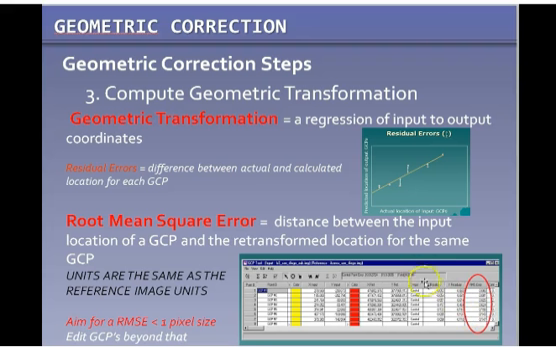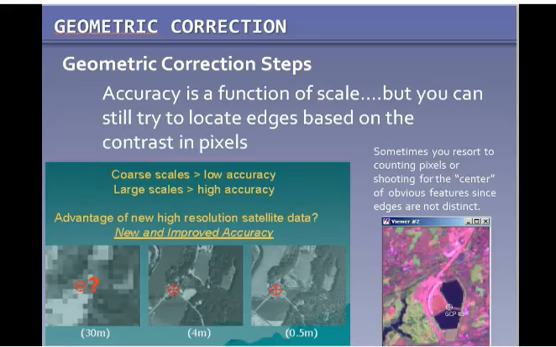But the total root mean square error is up here, and that's essentially the average of all of these. And this is the value that we want to be less than whatever our pixel size is, so that we can say that we have basically overlain these two images so that they are less than 1 pixel off of each other.